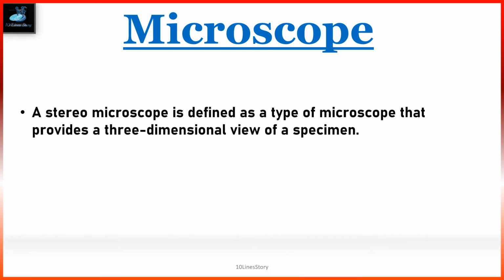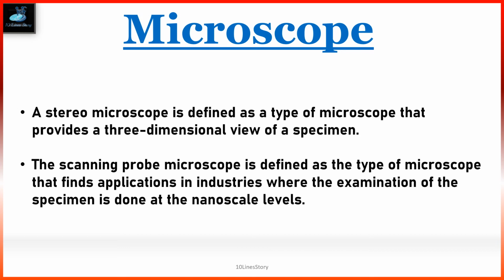A stereo microscope is defined as a type of microscope that provides a three-dimensional view of a specimen. A scanning probe microscope is defined as the type of microscope that finds application in industries where the examination of the specimen is done at the nanoscale level.